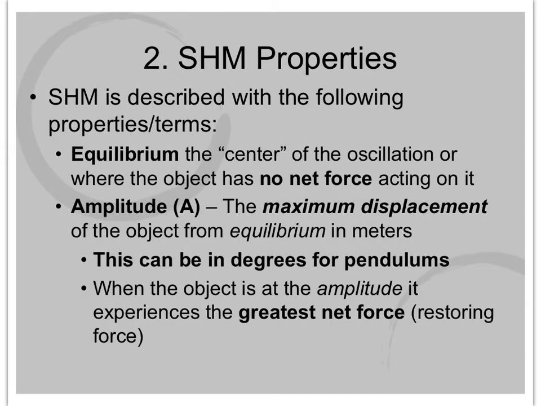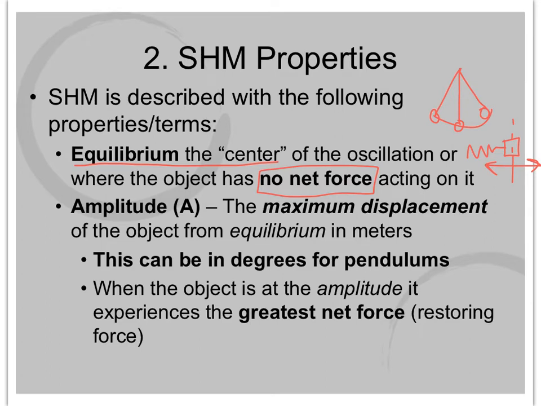All right, so let's go through a few definitions that we're going to use as we go through this unit. So the first is equilibrium. Equilibrium is basically the center point of our oscillation, the middle of it. It also would be the point where there is no net force acting on the object. So whether it's the bottom of the swing for our pendulum, or it's the point where the spring is not stretched or compressed at all as it oscillates back and forth, that middle point is equilibrium.